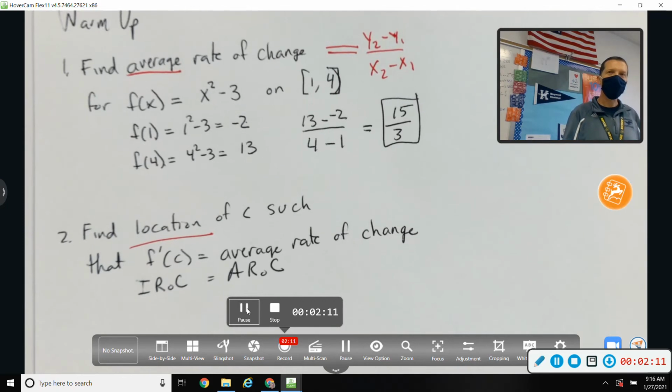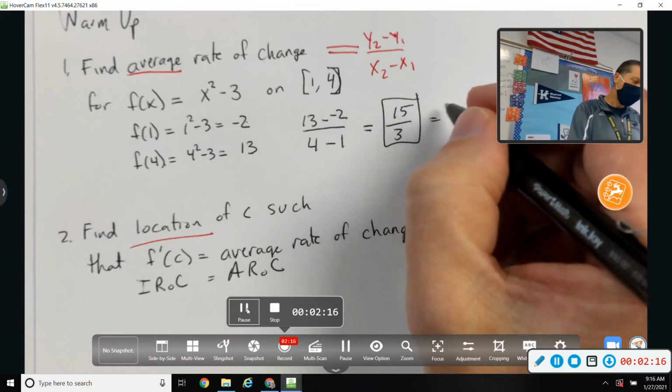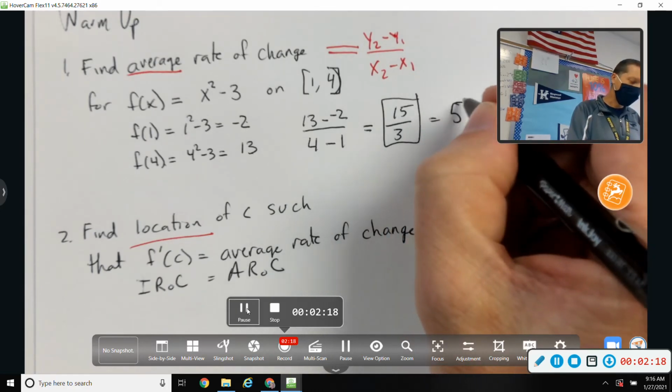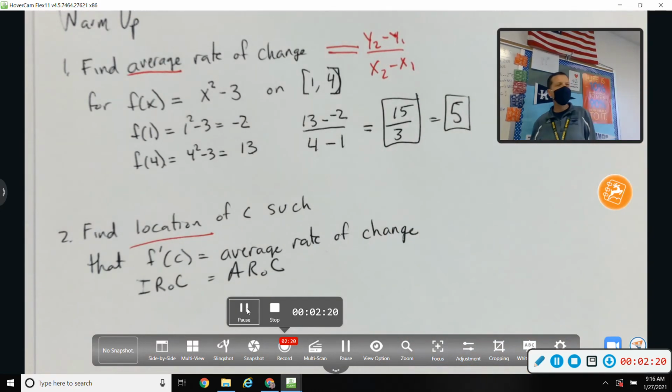What's that? Or it could be 5. Yes, also known as 5. Man, I'm so used to safe stopping, I don't even reduce fractions. Yes, 5. That'd be even better.